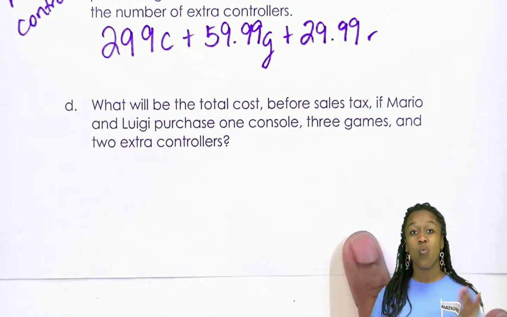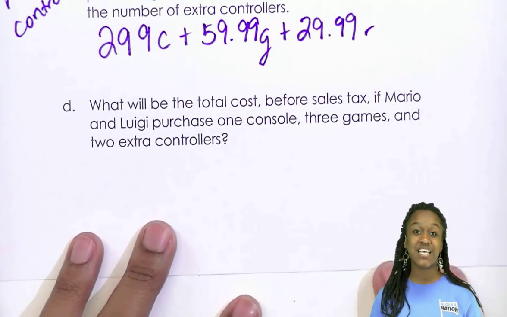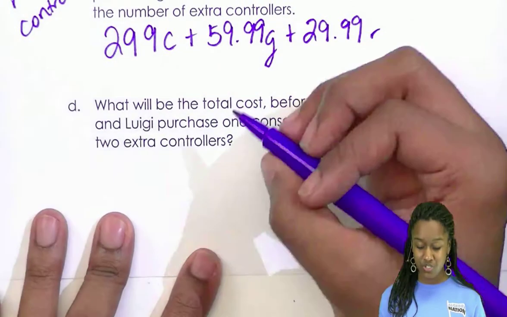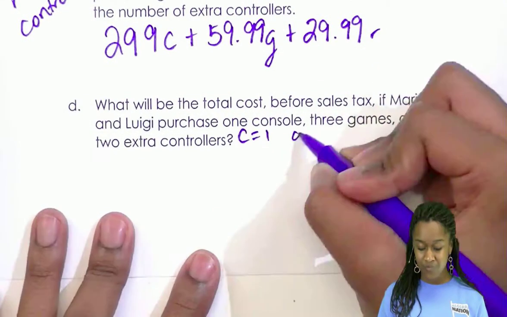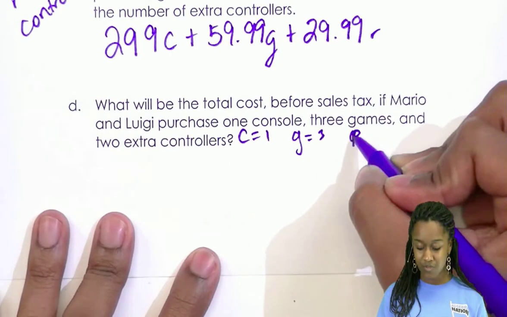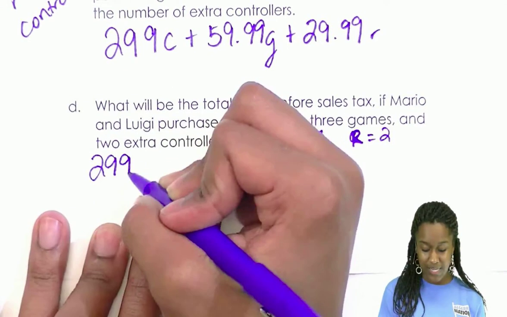Part D asks, what will be the total cost before sales tax if Mario and Luigi purchase one console, 3 games, and 2 extra controllers? So C equals 1, G equals 3, and R equals 2. All right, let's go ahead and plug that in.